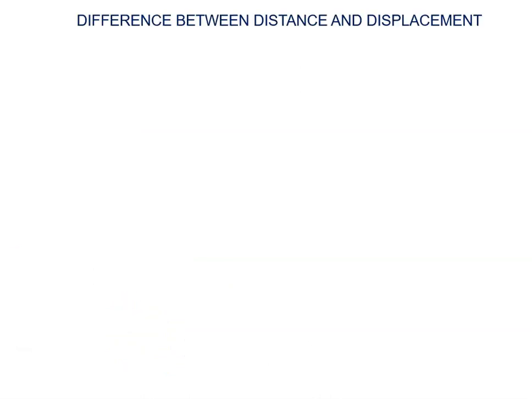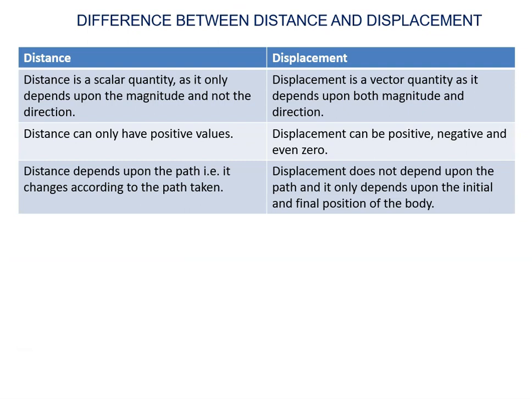Now I will discuss with all of you the difference between distance and displacement. Distance is a scalar quantity. We have discussed it. If you are traveling 2 km but you are not mentioning which direction, then this is distance. But if you say you are moving 2 km towards 10 degree east of north, then you will say it is a displacement. So distance is a scalar quantity and displacement is a vector quantity.